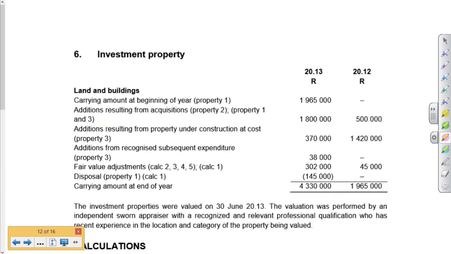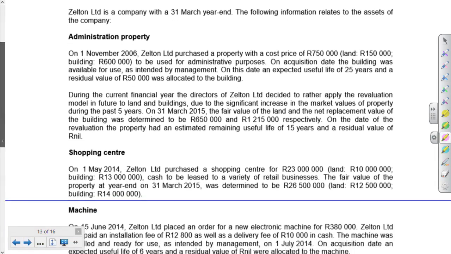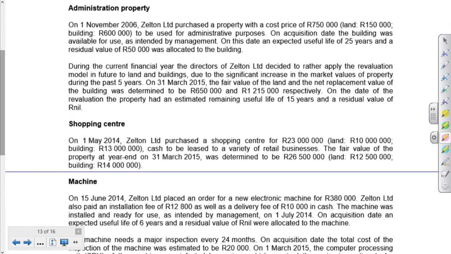All right, so then we move on to our assignment that we've been busy working on. We have so far covered everything in this assignment except for this shopping centre. This shopping centre is an investment property. If we read the information, they purchased the shopping centre for 23 million rand, and they give you the split of land and buildings, land of 10, buildings of 13. They purchased it on the 1st of May 2013, and they purchased it to be leased. So when they purchased it, it was investment property.